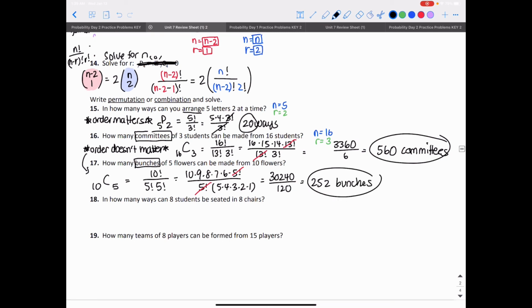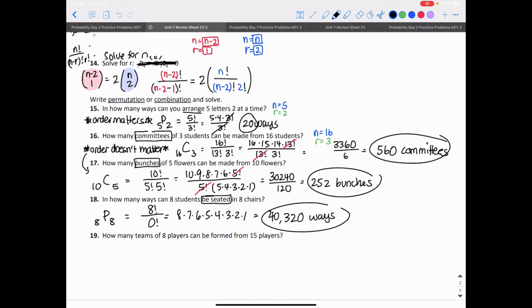For 18, in how many ways can 8 students be seated in 8 chairs? Be seated tells me that order is important. So this is a permutation because order matters. I have 8 students to choose from and 8 chairs to fill. So that's 8P8, which is going to be 8 factorial all over 8 minus 8 factorial, which is just 0 factorial. 0 factorial is 1. So this is 8 times 7 times 6 times 5 times 4 times 3 times 2 times, I don't need to write the 1, but I'm going to. And then that gives me 40,320 ways.